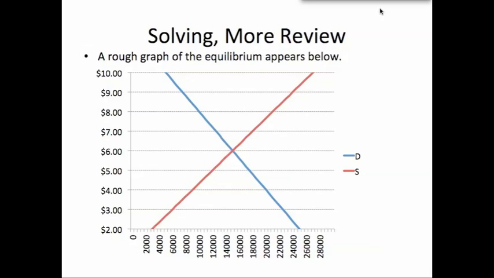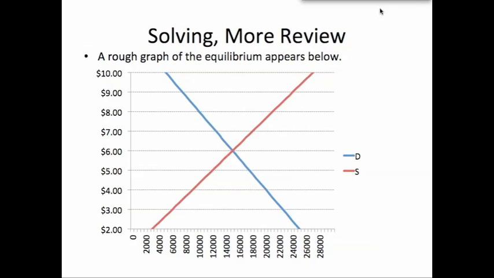Here's something we're used to seeing. Again, this is a review. Here's a graph of the equilibrium for the supply and demand of Coca-Cola in Baltimore from our hypothetical example. You can see the demand function is blue in color and the supply function is red in color. They meet at a price of $6 and at a quantity of 15,000.